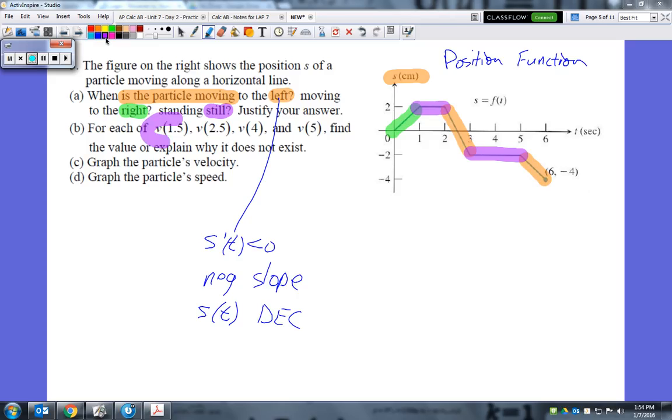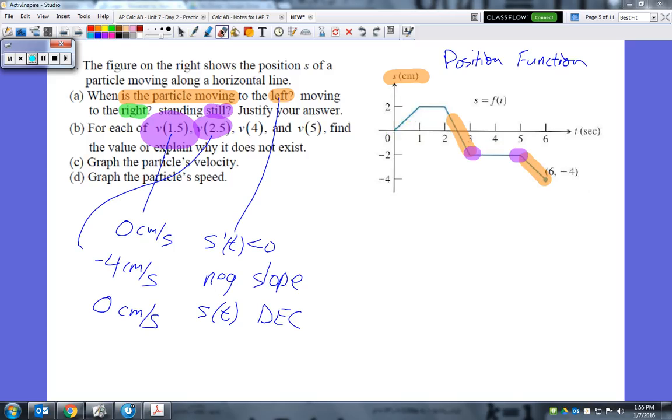What is the velocity at 1.5? Okay, good. How about 2.5? So this first one was 0, and we were going to put centimeters per second. The second one is what? Negative 4 centimeters per second. What's v of 4? 0. And what's v of 5? Undefined, right? It doesn't have one because it's a cusp. See it? Alright.